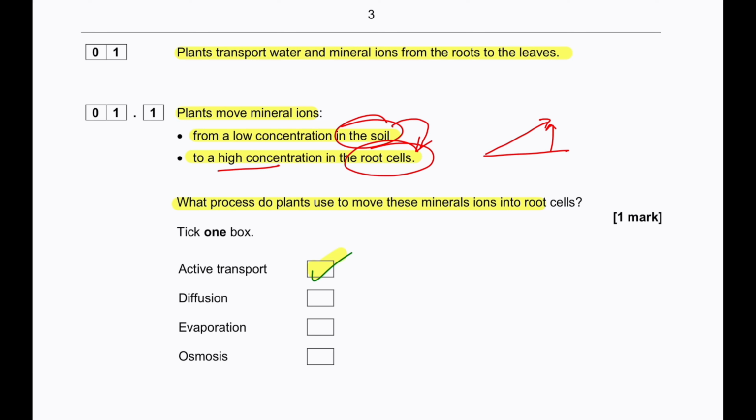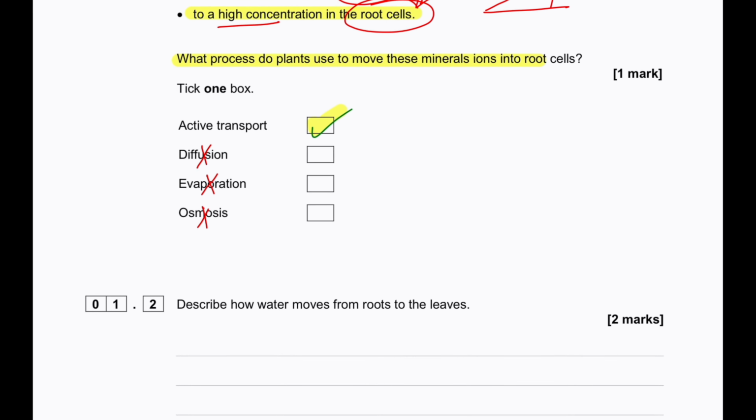Whereas, let's see the other options. Diffusion is the movement down the concentration gradient. Evaporation is when water turns into water vapor, and osmosis is the movement of water from a region of high water potential to a region of low water potential, or from a region of high water concentration to a region of low water concentration.